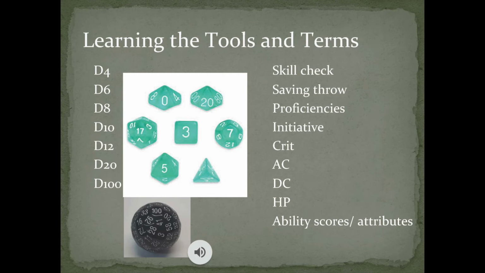In terms of terms, we have skill check, which is an ability trying to accomplish something. For example, to see what you know about a creature, or about a history, or trying to push something, lift something. These are skill checks. They are made using a D20 and comparing with your character's abilities.